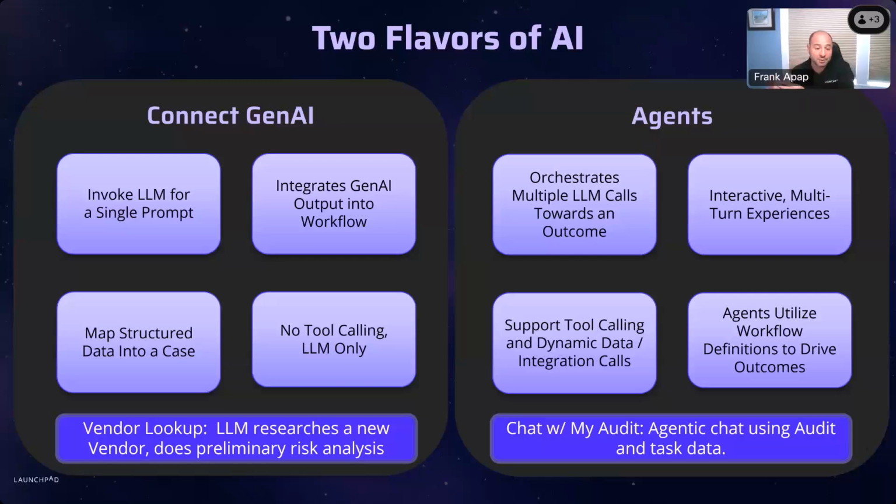The second use case is we're going to build a chat with my audit agentic chat experience, where we'll define an agent that has access to all the information through tools about what's going on in a given audit. And again, an audit usually involves multiple tasks, if not hundreds of tasks, with tons of people involved. And often it's kind of hard to understand exactly what's going on. So we're going to use an agentic chat to achieve that.